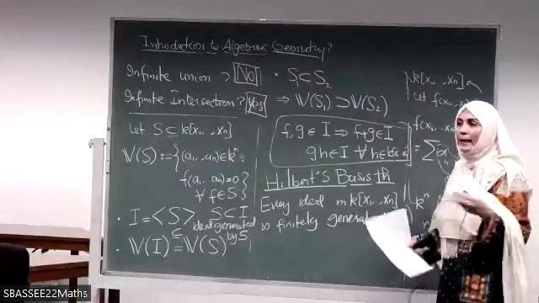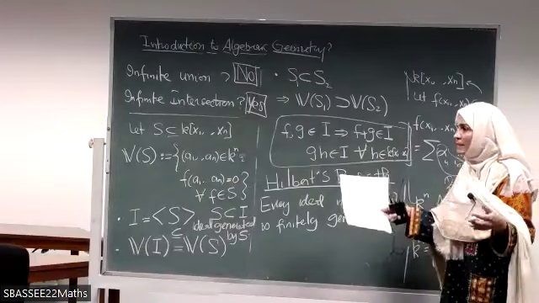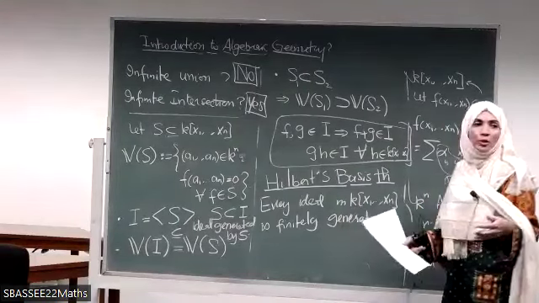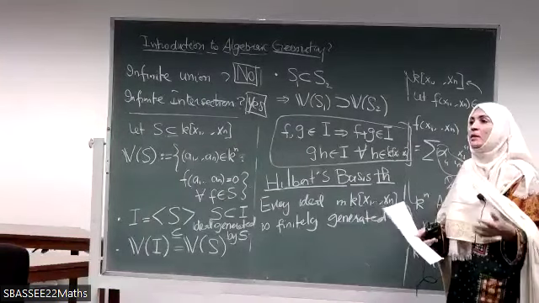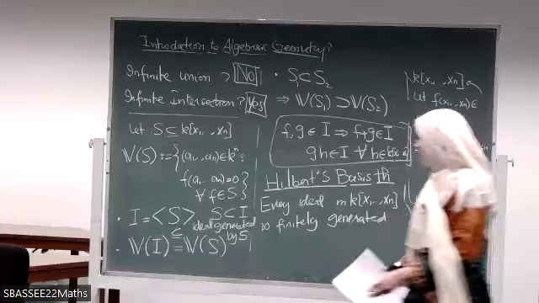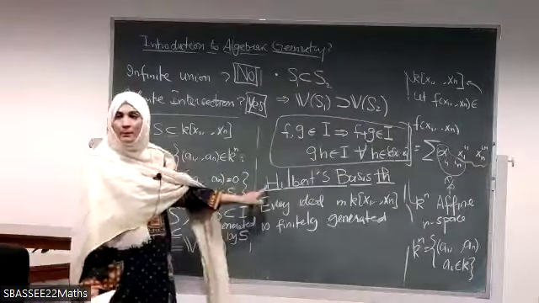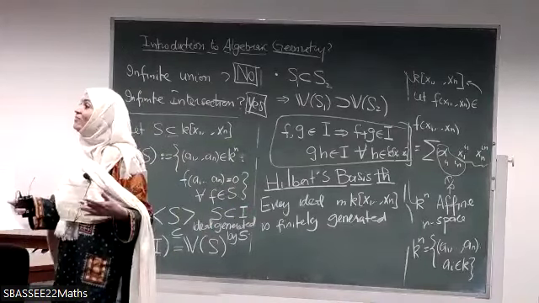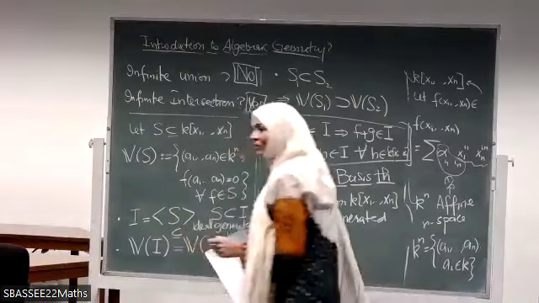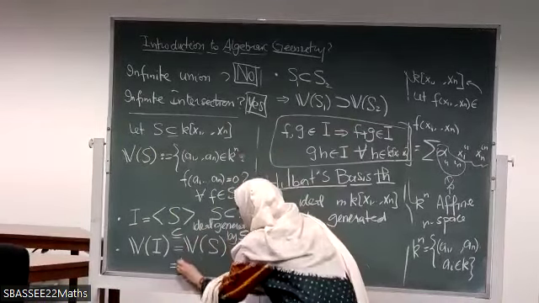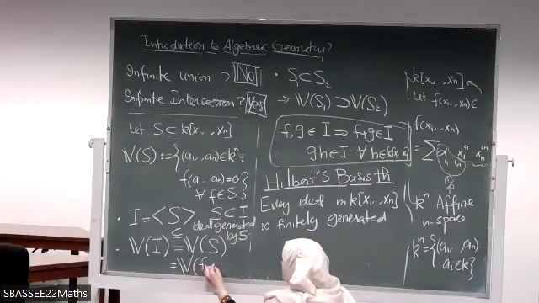Which means if you pick any ideal, then you can always find finitely many polynomials in your polynomial ring such that the ideal is generated by those polynomials. So from here, let's come back to here. Because of the Hilbert basis theorem, I can always find a finite set of polynomials generating this one. So this is just equal to this one. Let's call them F1 up to Fs.